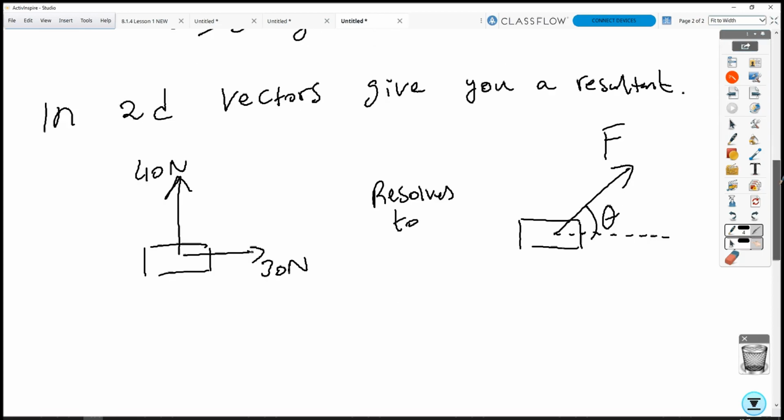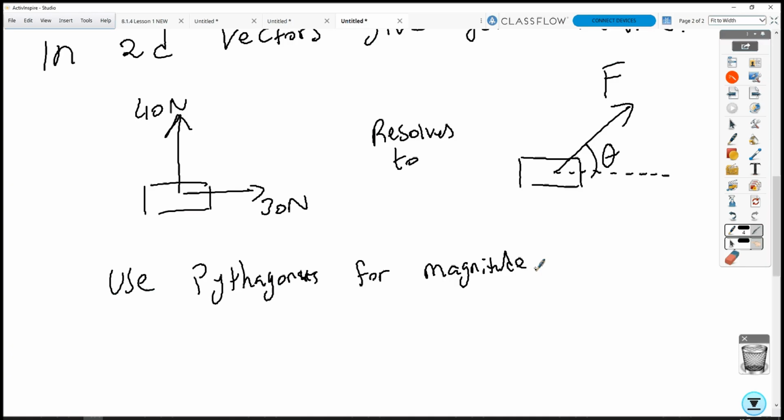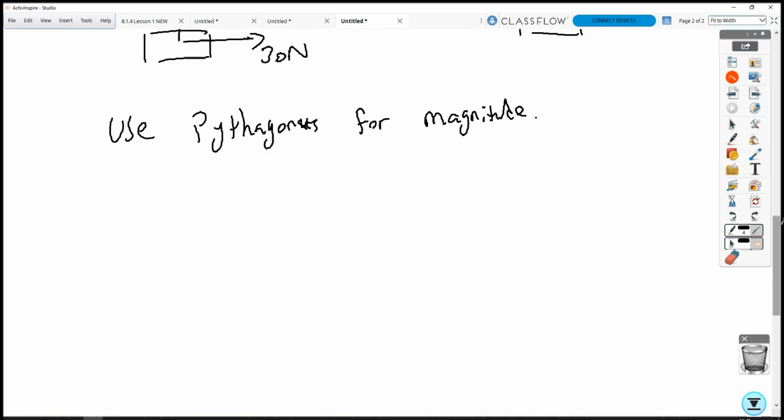To find the magnitude, we use Pythagoras. You can see that these make a right angle triangle if you put them together. When you're trying to make a triangle out of vectors, where one vector finishes is where your second vector begins. So I'm going to sketch this now. I'm going to start with my 30 newton horizontal. 30 newtons. And as I said, where one vector finishes, that's when you begin your second vector. So at the end of the arrowhead is where I'll start my second vector. That's my 40 newtons.